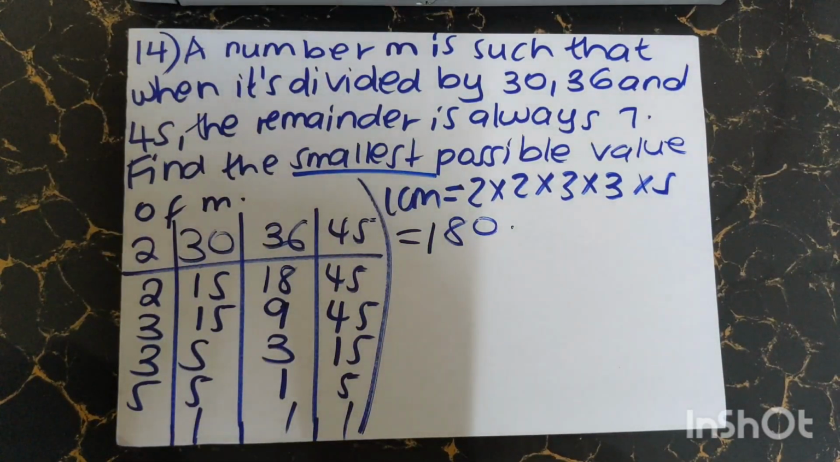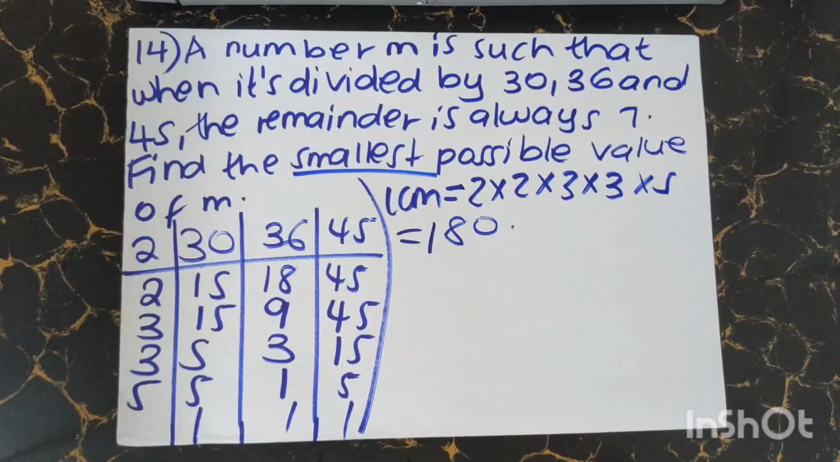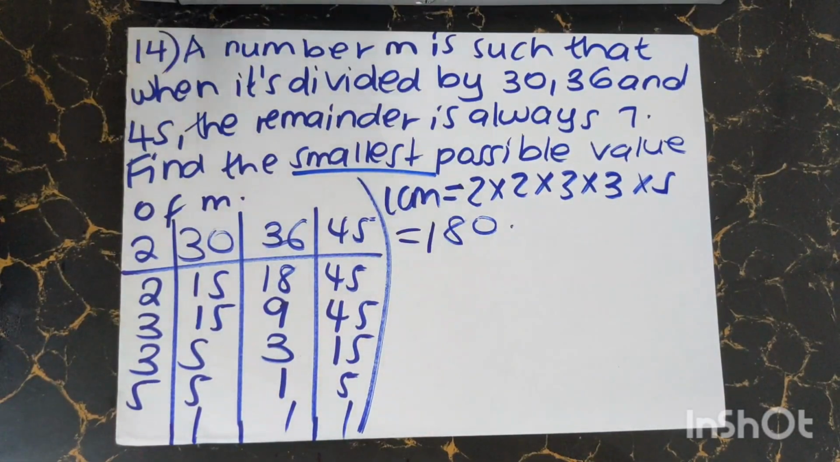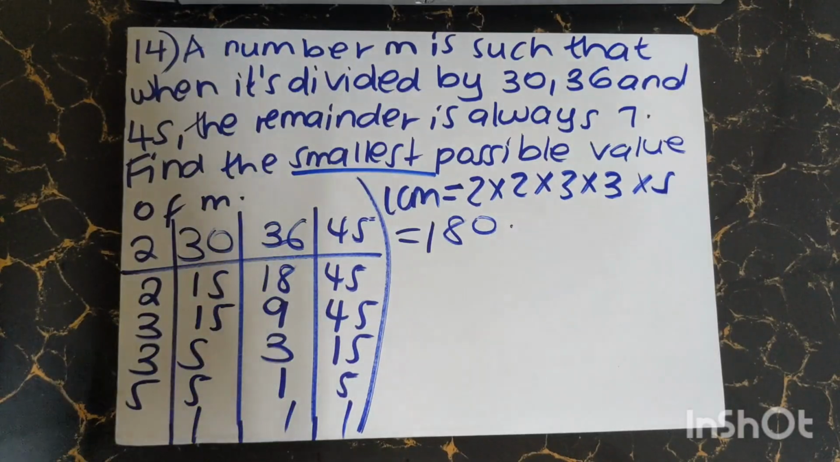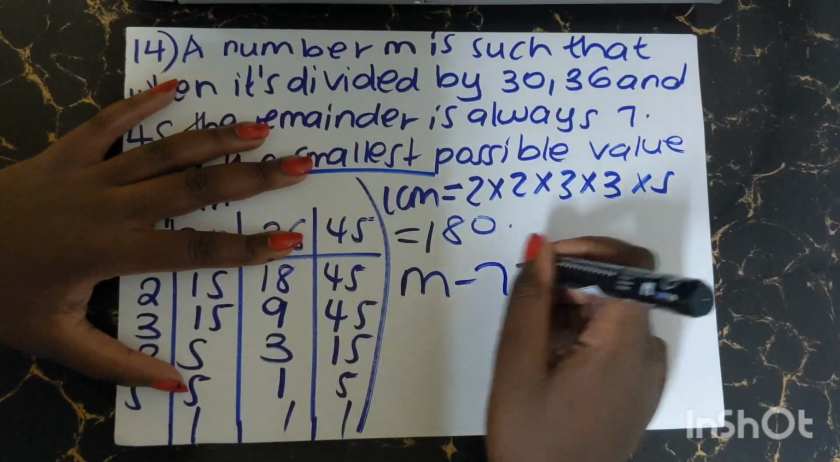Okay, and the question is asking us to find the smallest possible value of m, given that when it's divided by 30, 36, and 45, it leaves a remainder of 7. So that means that if you subtract 7 from m, you should get the LCM, which is 180. When you subtract 7 from m, you should get 180. So m minus 7 is 180.